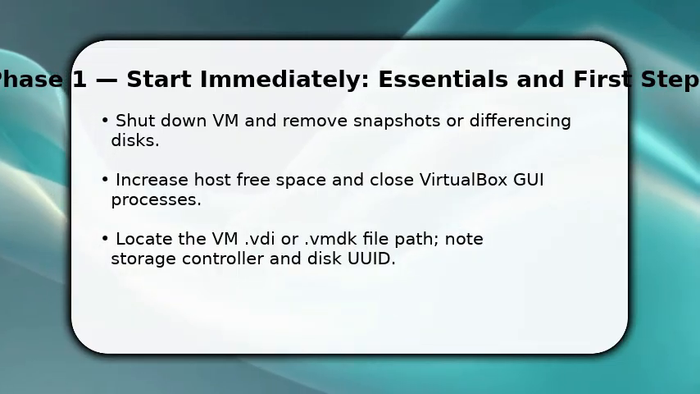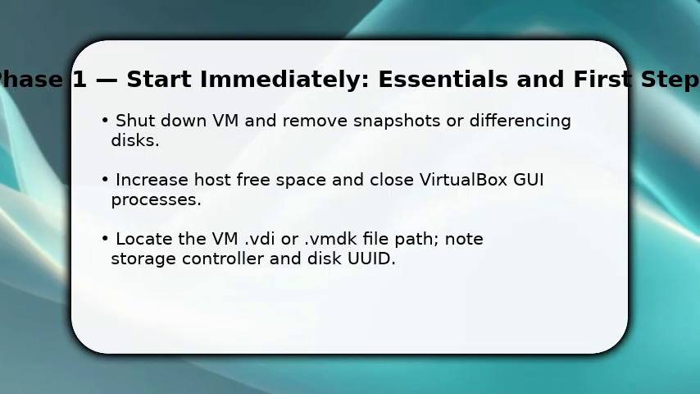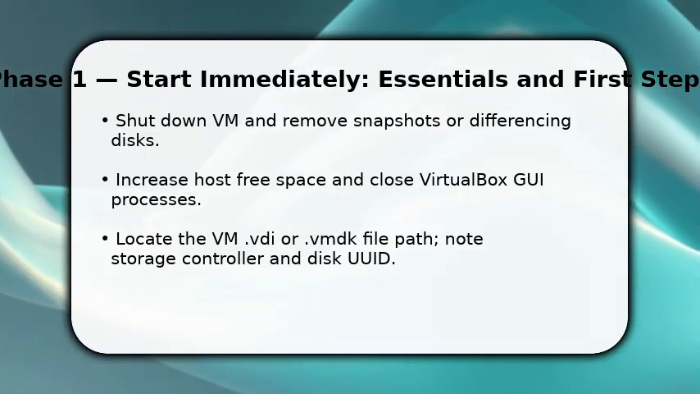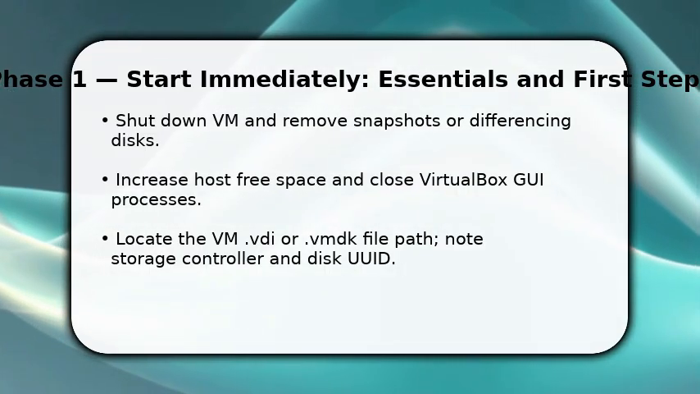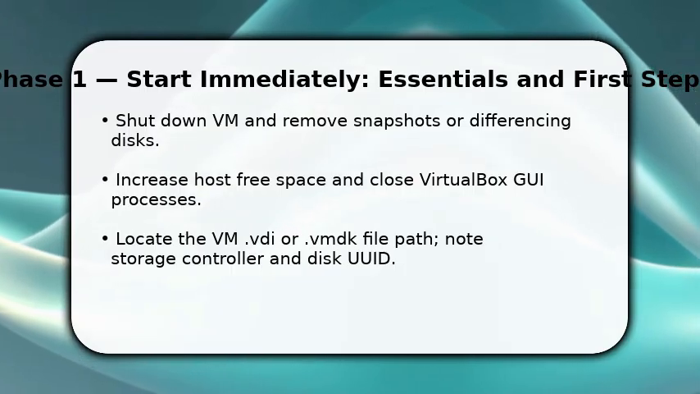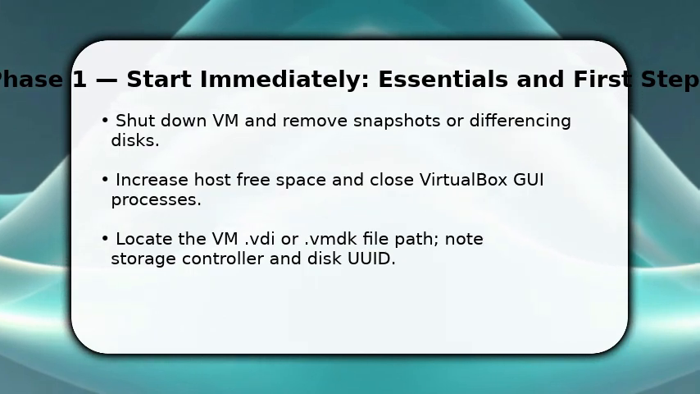Next, you must identify the virtual disk file, VDI or VMDK, and note the storage controller and disk UUID because the CLI tools require exact identifiers. You do this to avoid corrupting the disk. Precise names let the next command target the correct file.